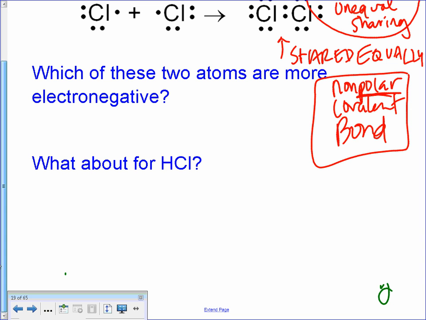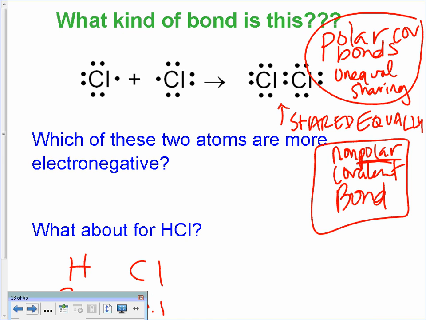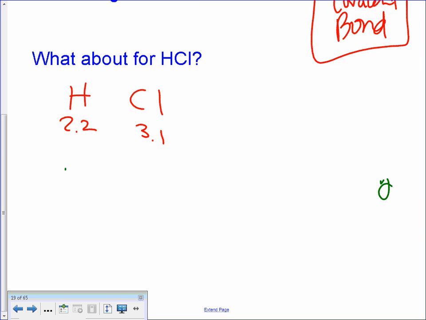Okay, so HCl. Tell me the difference electronegativity numbers for H and Cl. Whoever's got their little chart, tell me what the number is under H. 2.2. All right, so for chlorine, 3.1. You guys see those numbers on there? So 2.2 and 3.1. What's the difference between them? What's the, like, mathematical difference?